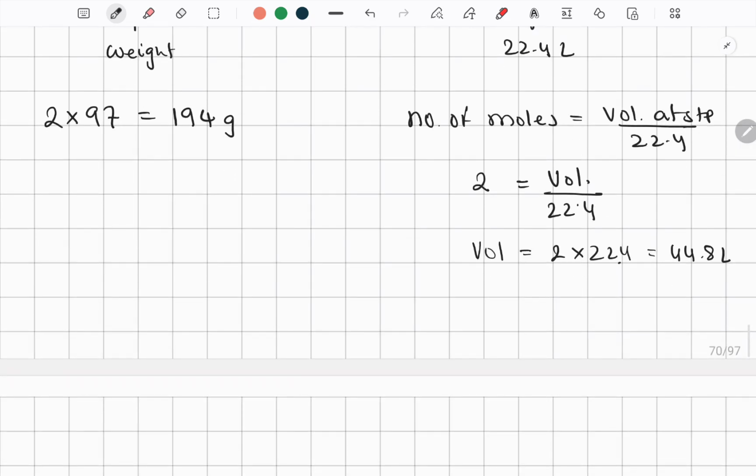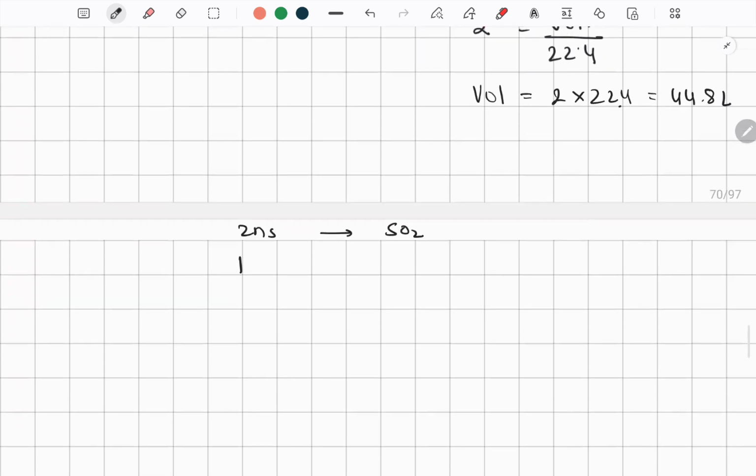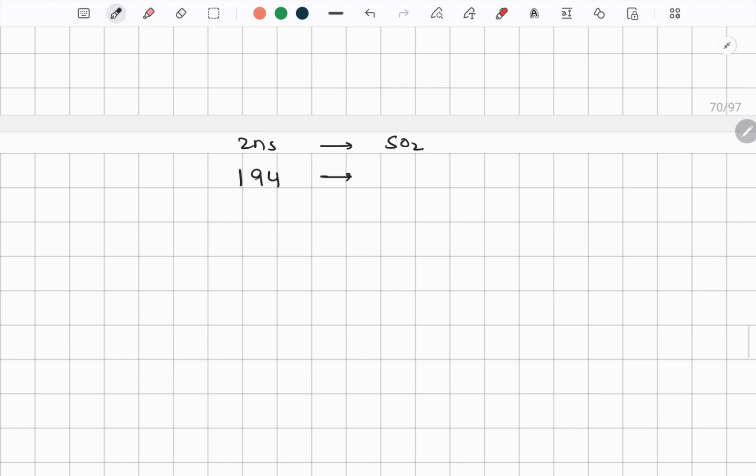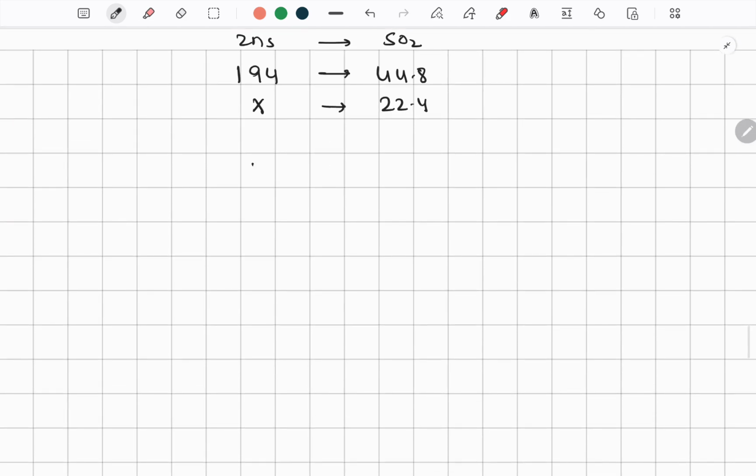Okay, that means it's very simple: if my 194 gram, going from ZnS to SO2, is giving me 44.8 liters of SO2, then X gram will give me 22.4 liters, correct? So X would be equal to 194 into 22.4 divided by 44.8. 22.4 twos are 44.8, right? So if we divide this by this, it will give you 97 gram.